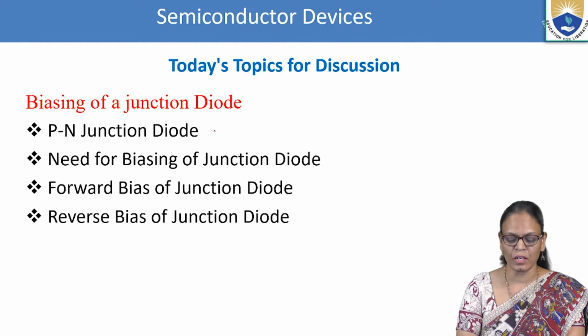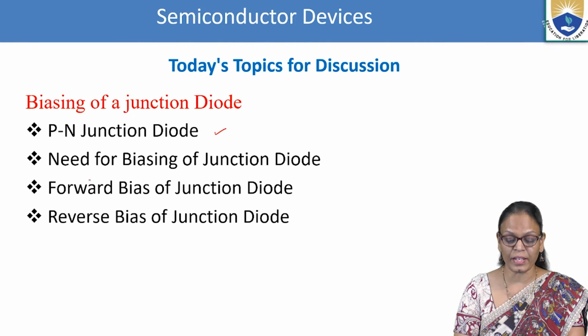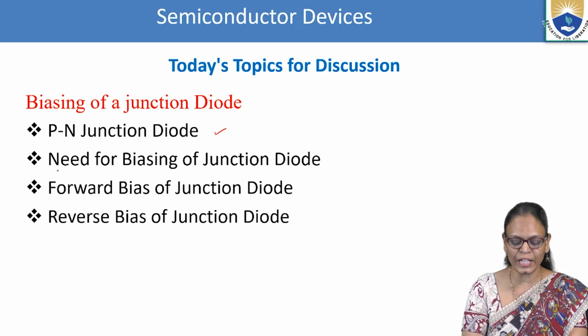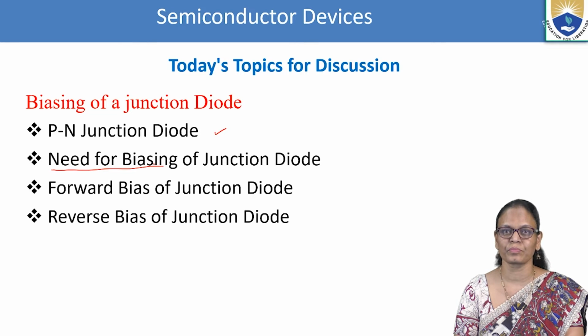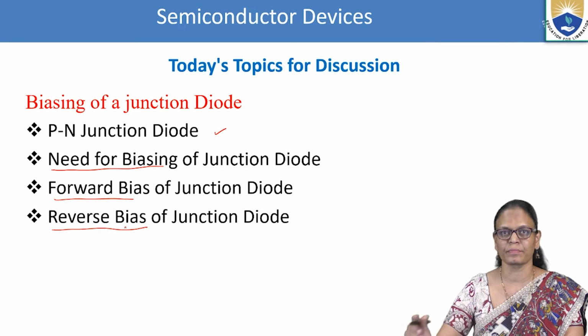First, we'll see what a PN junction diode is and its working. Then we will understand the need for biasing of a diode. And then discuss different types of biasing, the forward bias and the reverse bias.